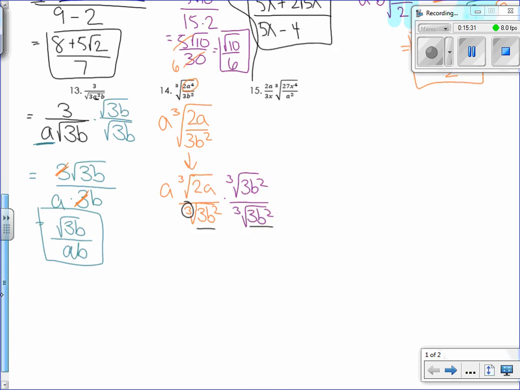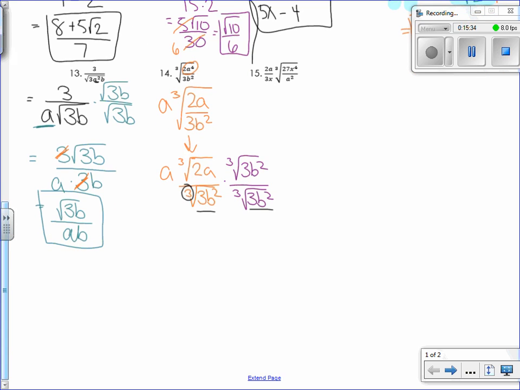Okay, so let's move down a little bit. So now, when I did it the first time, I've still got this a. The cube root of 2 times 3, that's 6ab squared. And now my denominator, I'm just going to leave as the cube root of 3b squared, times 3b squared. So you can see that I only have 2 groups, and I need 3 groups since my index is 3. So I got to do this again.